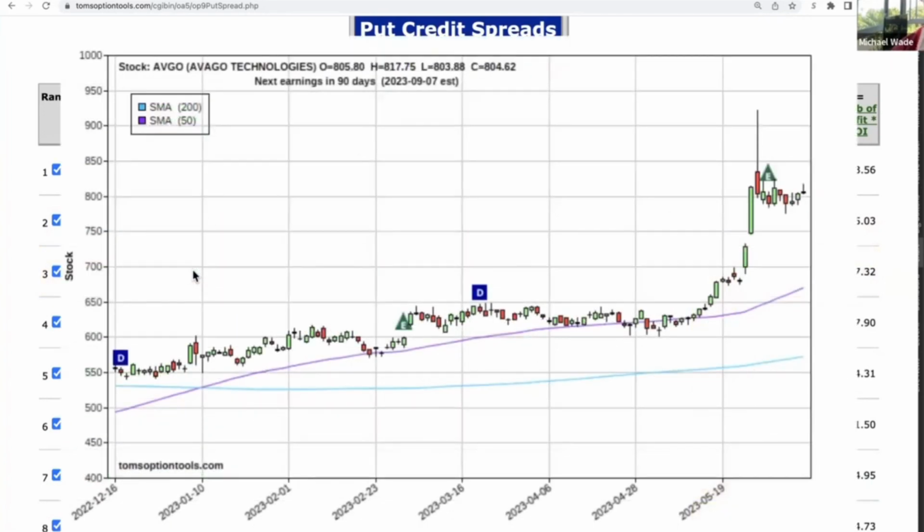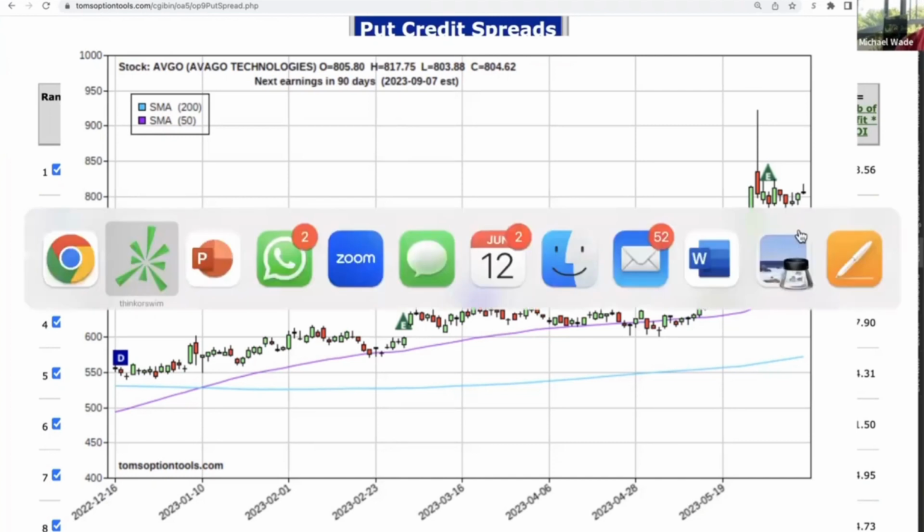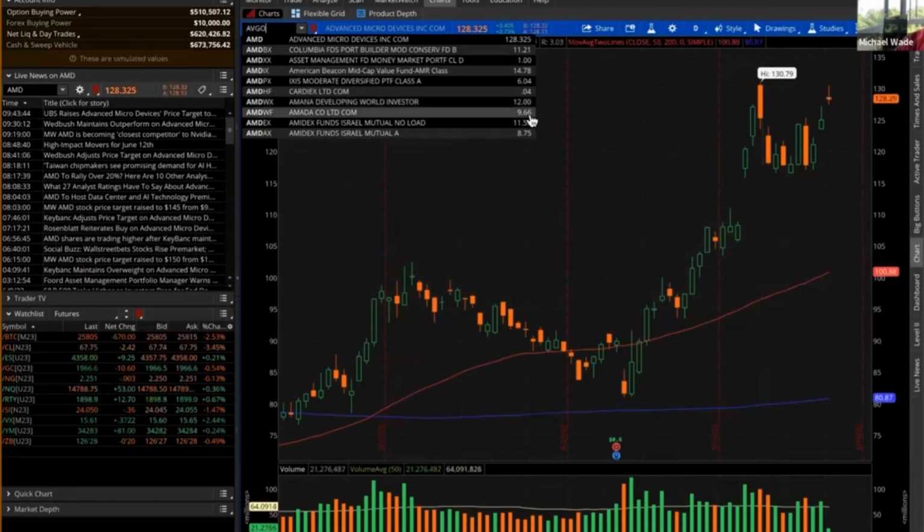Now, Avgo is a little different. Let's see. 750. I think 750 would be cool. Let's see what the stock's doing as I speak. And then I'm looking at it.